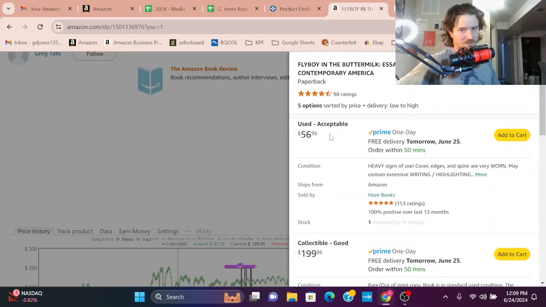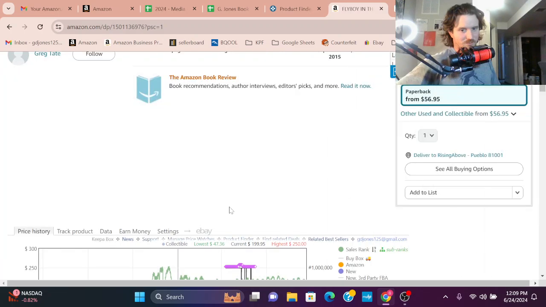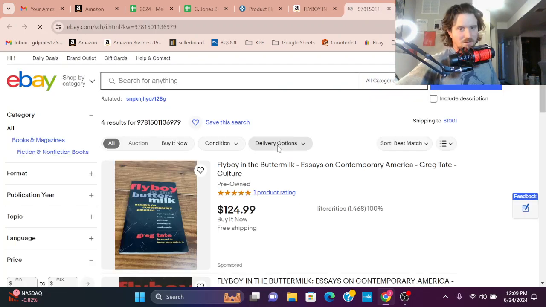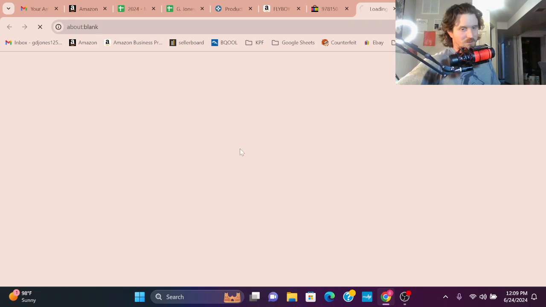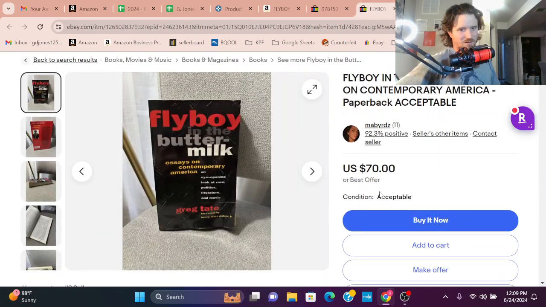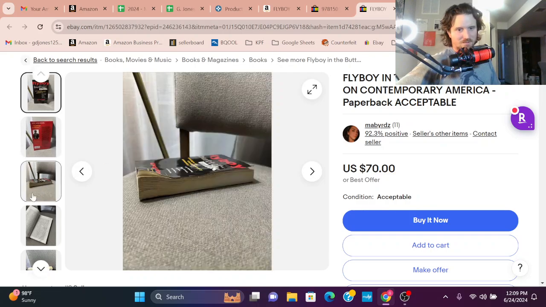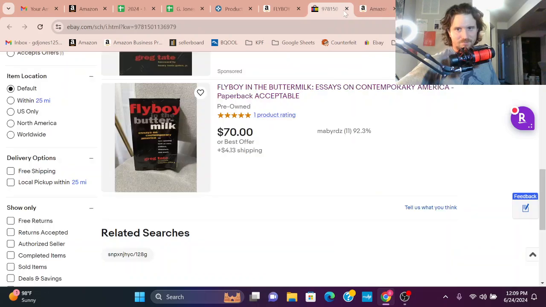Let's see. I'm getting it at $56.95. It's acceptable. Let's see, can we find it on eBay? $70 or best offer. I'll throw in an offer. Oh, anytime I got a book that's like, it's acceptable. Oh, look how beat up it is. Yeah, never mind. Yeah, no, I'm good.